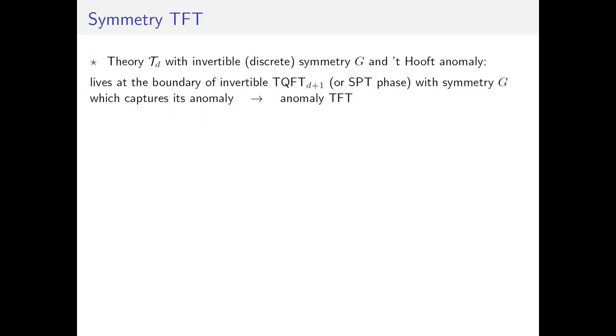So let me say with my words, what is the symmetry TFT? I think we will have more precise talks on this. This is very superficial, but my take on it is the following. Suppose you start with some theory in D dimensions, which has some, for instance, invertible and discrete symmetry G, and then some 't Hooft anomaly. Then we know that this theory, if you want to turn on a background, should live at the boundary of an invertible TQFT. In matter physics, this is called an SPT, symmetry protected topological phase. The invertible TQFT has some symmetry G, and this captures the anomaly, and we can call it the anomaly TFT.